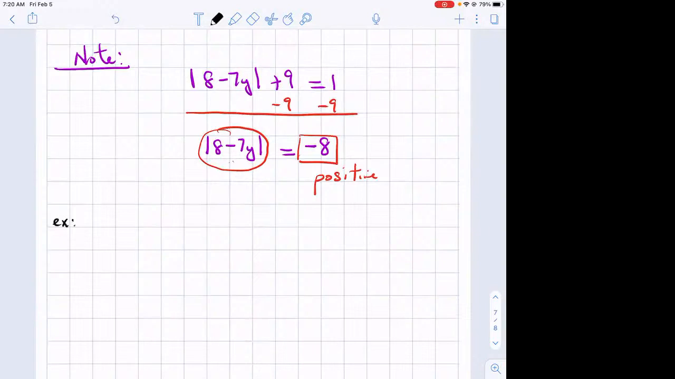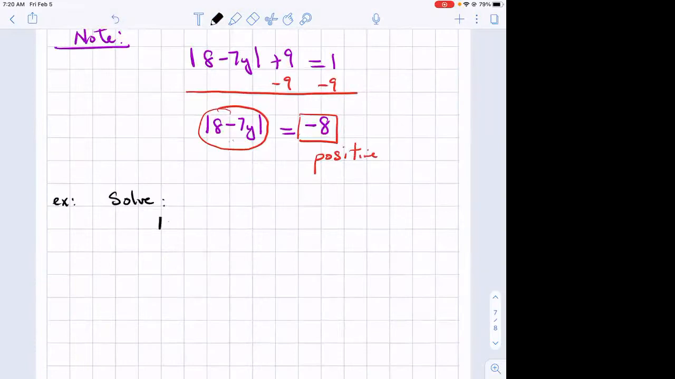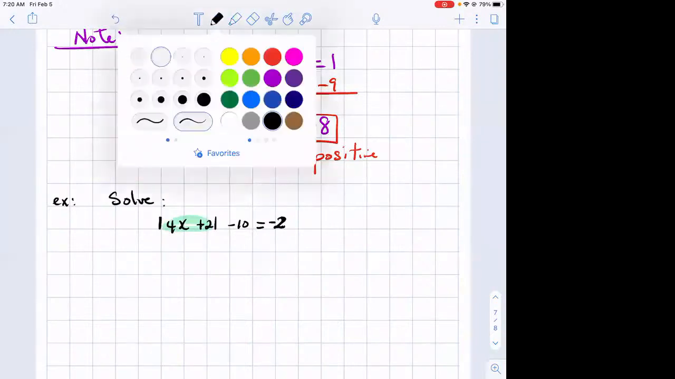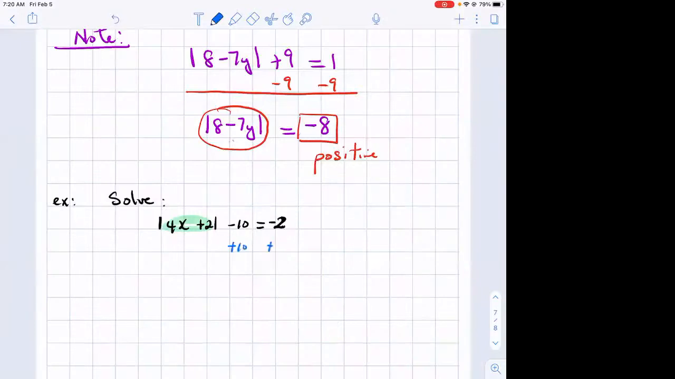The reason I'm saying that is because if you look at my next example, solve the absolute value of 4x plus 2, minus 10, is equal to negative 2. Because you see a negative 2 there, you may think, oh, there is no solution. But that's not true, because the absolute value here is not isolated. So the first thing you must do is move that 10. And if you move that 10, you will see that the absolute value of 4x plus 2 is now equal to 8.